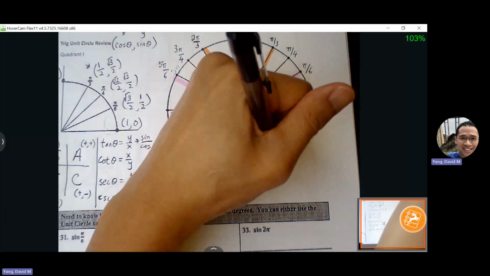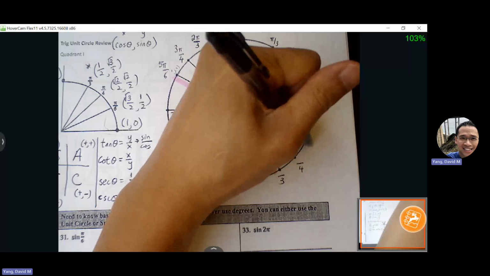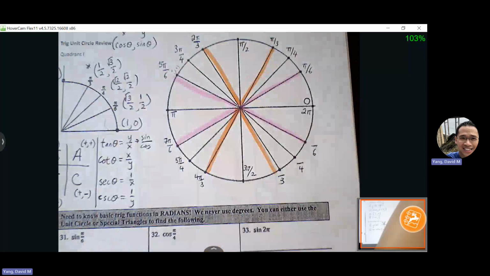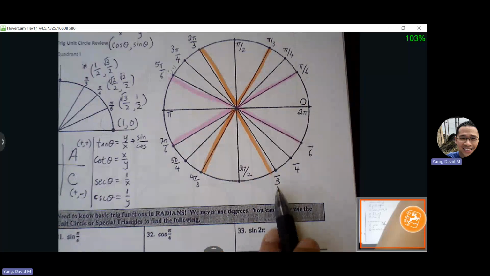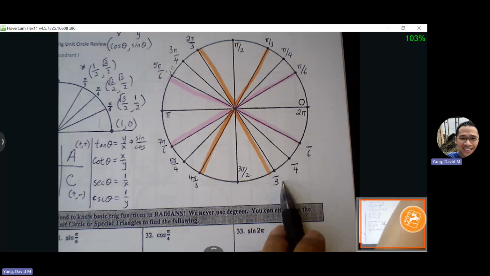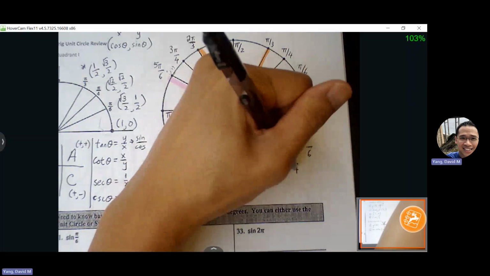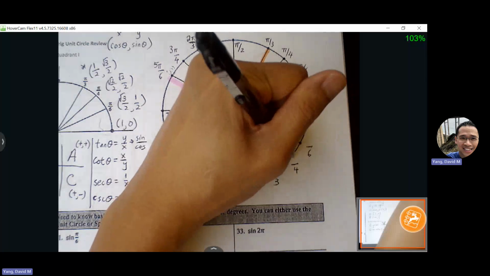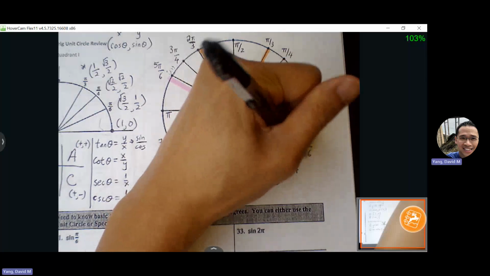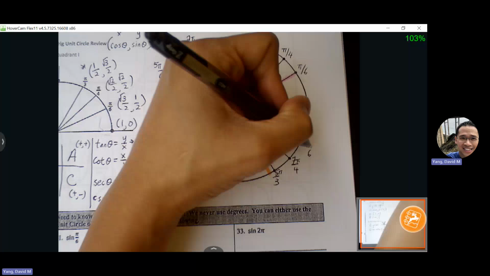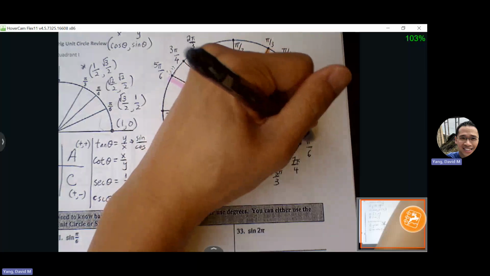Divided by 3, divided by 4, divided by 6. The fourth quadrant is going to be an odd number in the numerator, but it's always going to be 1 less than double the denominator. So if I double 3, I get 6. 6 minus 1 is 5. If I double 4, I get 8. 8 minus 1 is 7. If I double 6, I get 12. 12 minus 1 is 11.